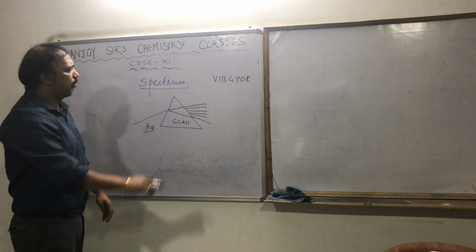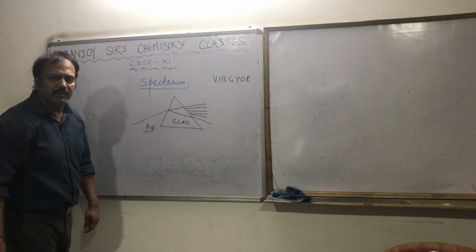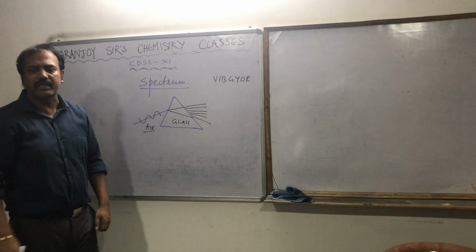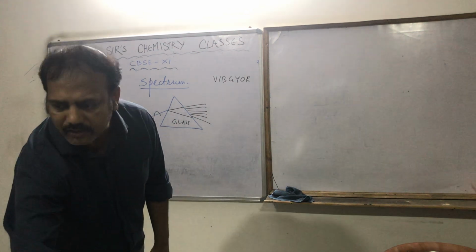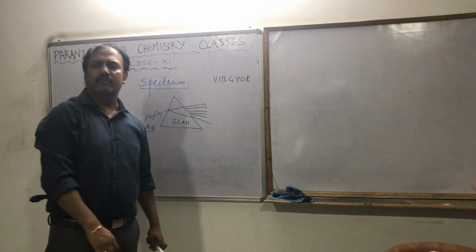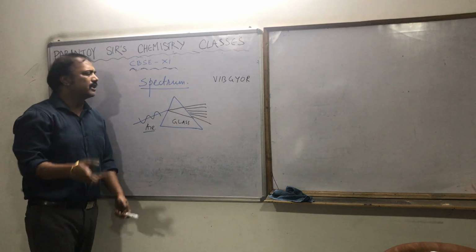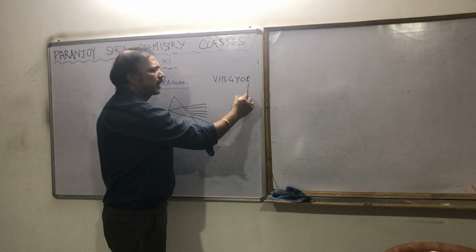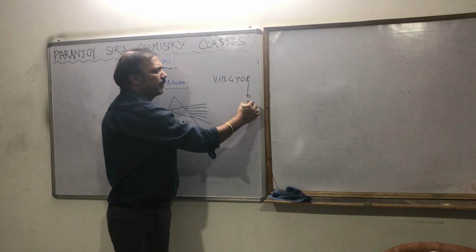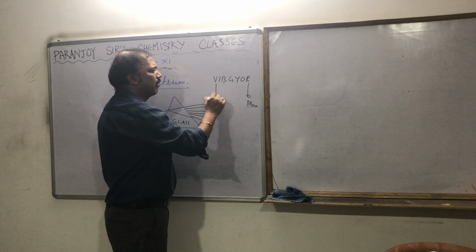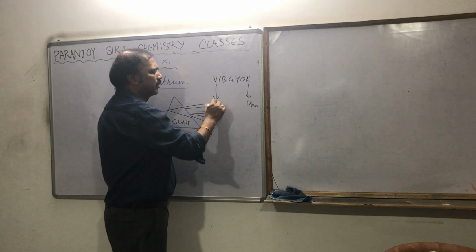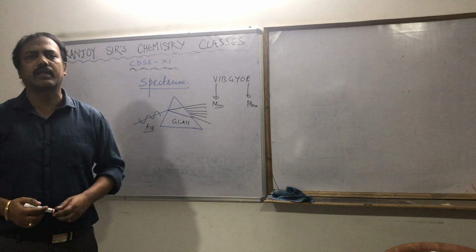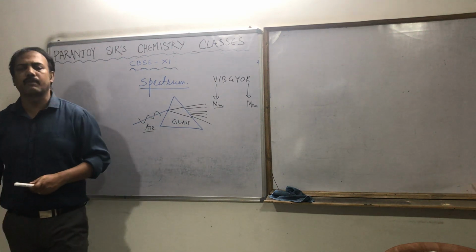Now why is it bending into 7 lights? Actually, white light is a combination of 7 electromagnetic radiations of 7 different wavelengths. Out of these 7 different wavelengths, red has the maximum wavelength and violet has the minimum wavelength.